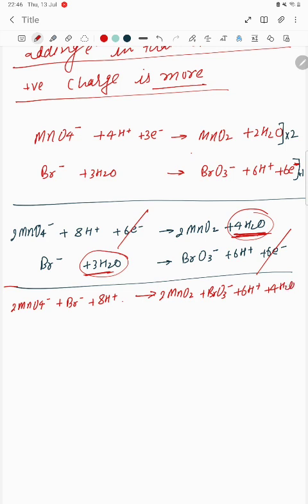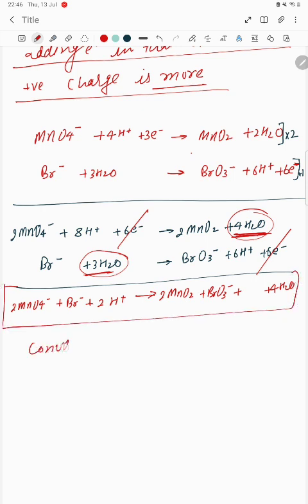Here you see 8H plus and 6H plus. This is the common factor, so you can remove it. 6 removed, so how much is left? 2H plus is left here, right? Now this is the balance in acidic medium.